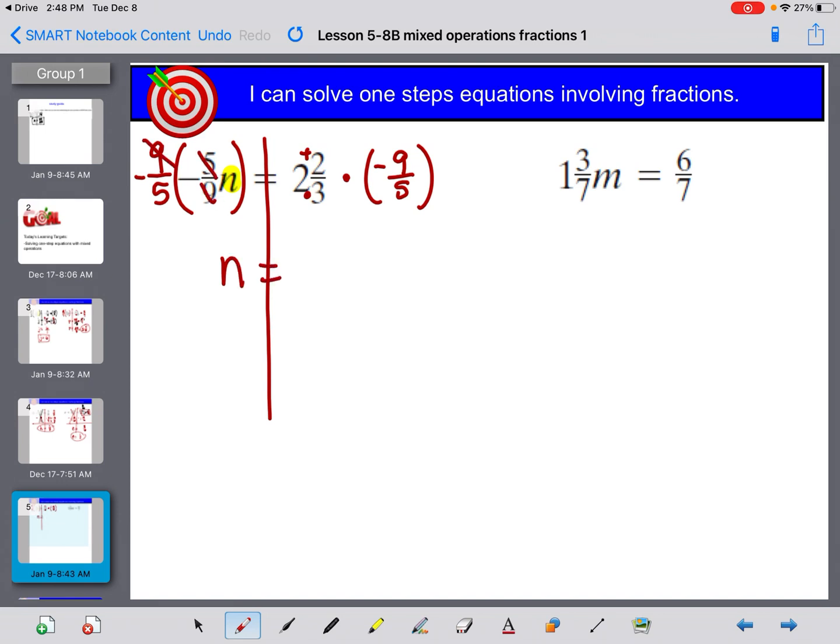Now, n equals, these cross off. This 2 2/3, I need to write as an improper fraction. 3 times 2 is 6, 6 plus 2 is 8/3, times -9/5. I see I have some common factors between 3 and 9, so I'm going to simplify that. I have no other common factors, so I'm ready to multiply numerators.